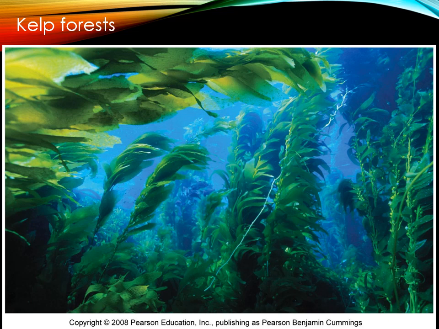Remember, we got rid of the otters and then the sea urchins proliferated and they ate all the kelp, and then all of a sudden the kelp forest disappeared, which means all the biodiversity disappeared. So this is an example of a healthy kelp forest.